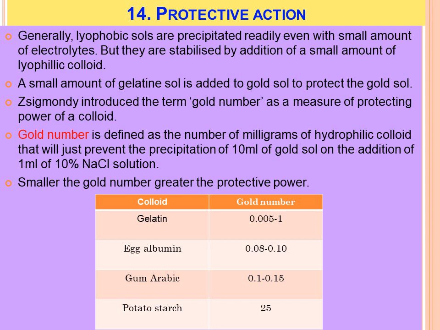But if you want to avoid the precipitation, if you add a hydrophilic colloid to it, the gold sol is protected. So how much quantity, in milligrams, of the hydrophilic colloid must be added to such a gold sol? That is your protective power, that is called gold number. See, when gelatin is added to 10 ml gold sol, the gold number is 0.0052 to 0.0001 milligram of gelatin, which is enough to protect the colloid. Like that, egg albumin, gum arabic, potato starch, each one has its own gold number value.